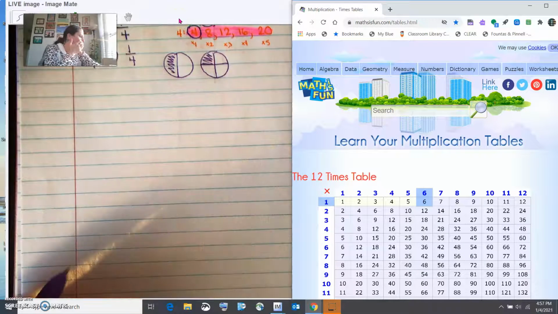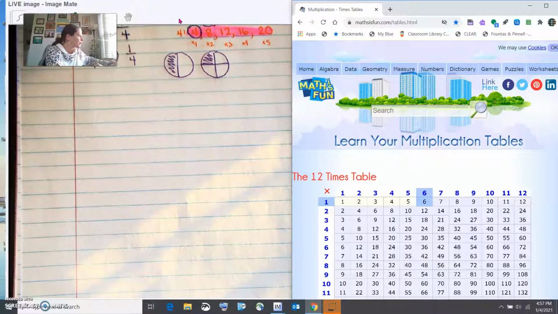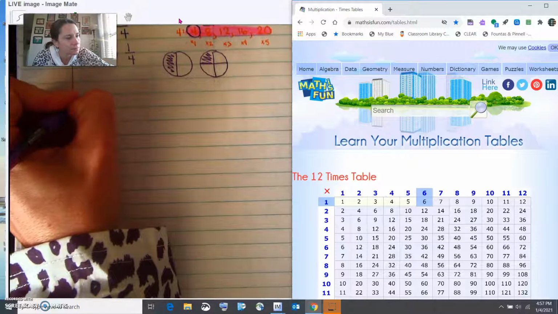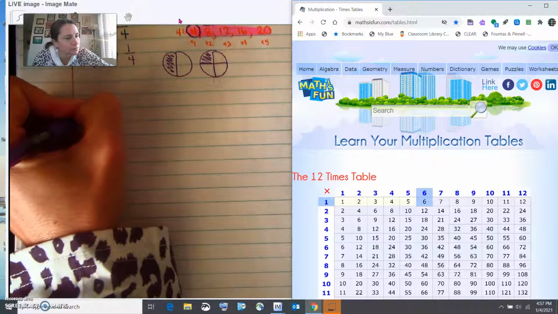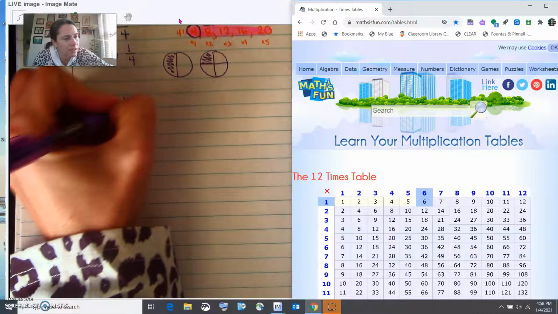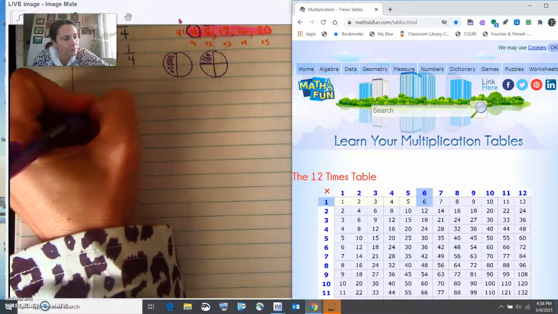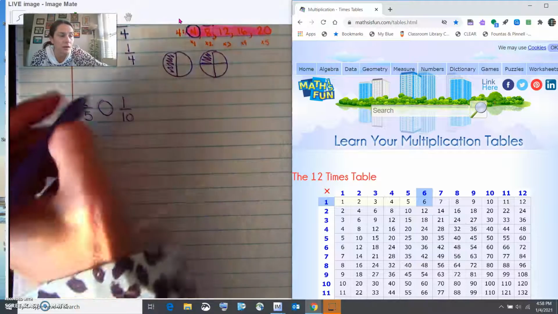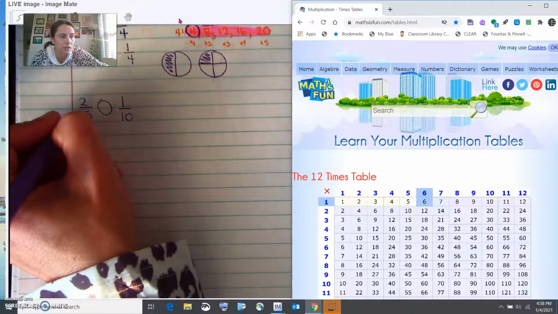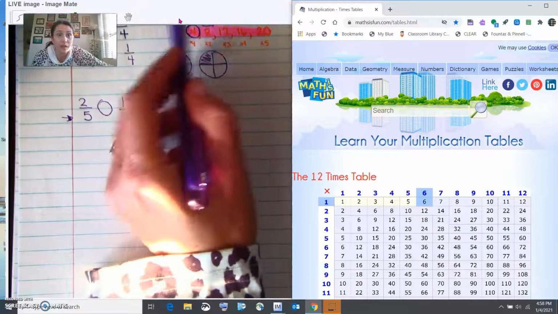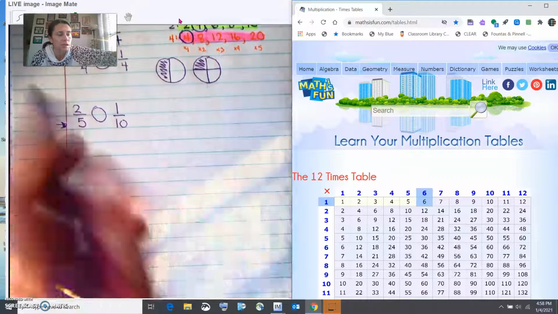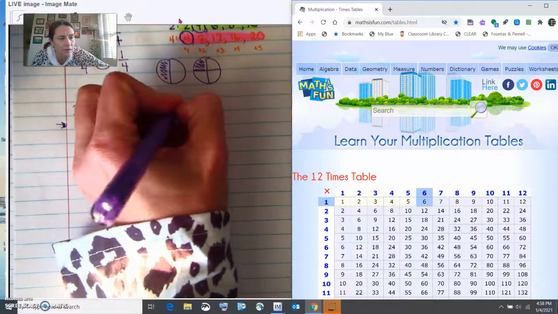Okay, so our new problem that we are going to do, let me grab my book out. So let's do 2/5 and 1/10. The first thing that we need to do is look at our denominators, because we're trying to find the same denominators. So I need my multiples of 5.